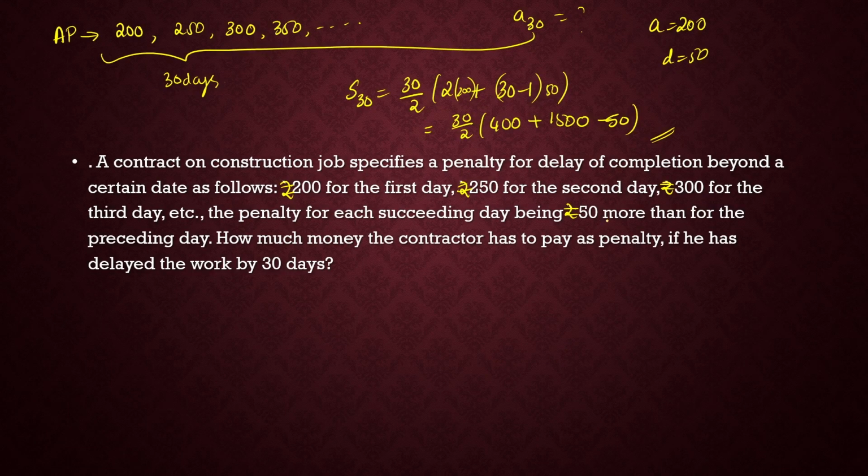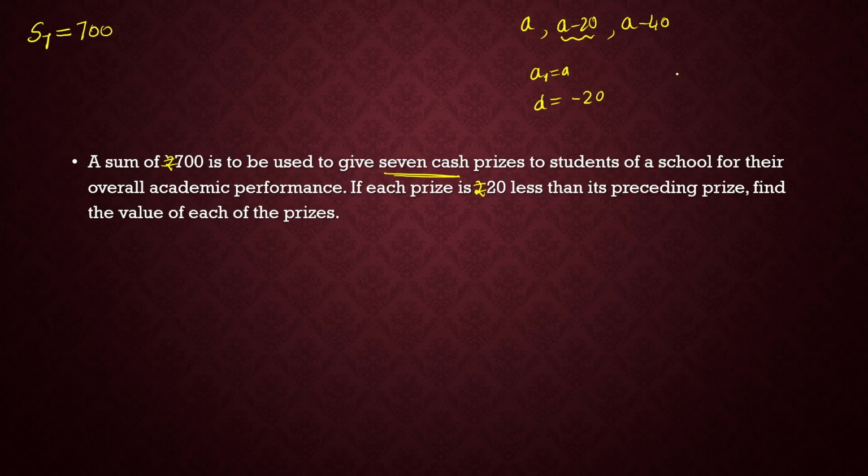So here the fine is increasing in the previous question. So that's why I considered plus 50. But here the amount is decreasing each day. So it is minus 20. Okay, so I guess whatever is required you found out.